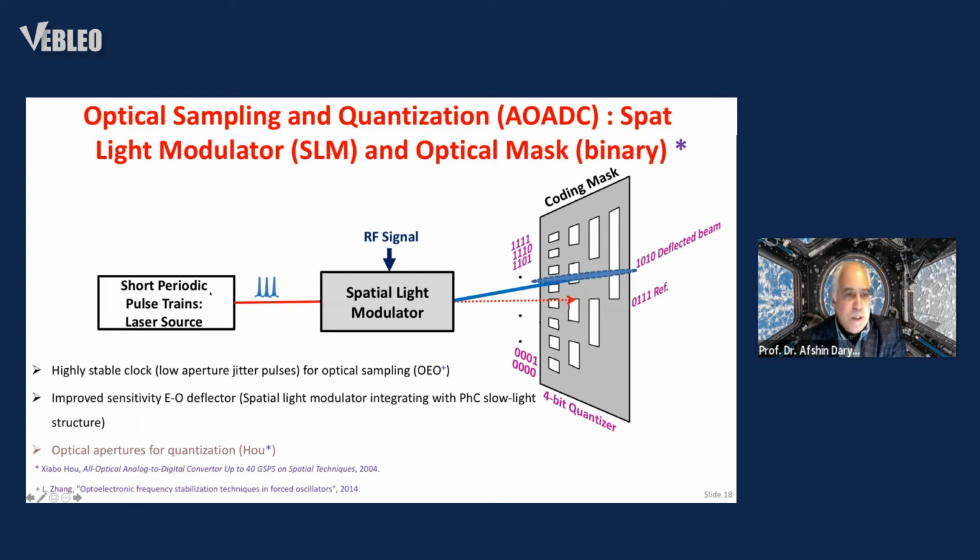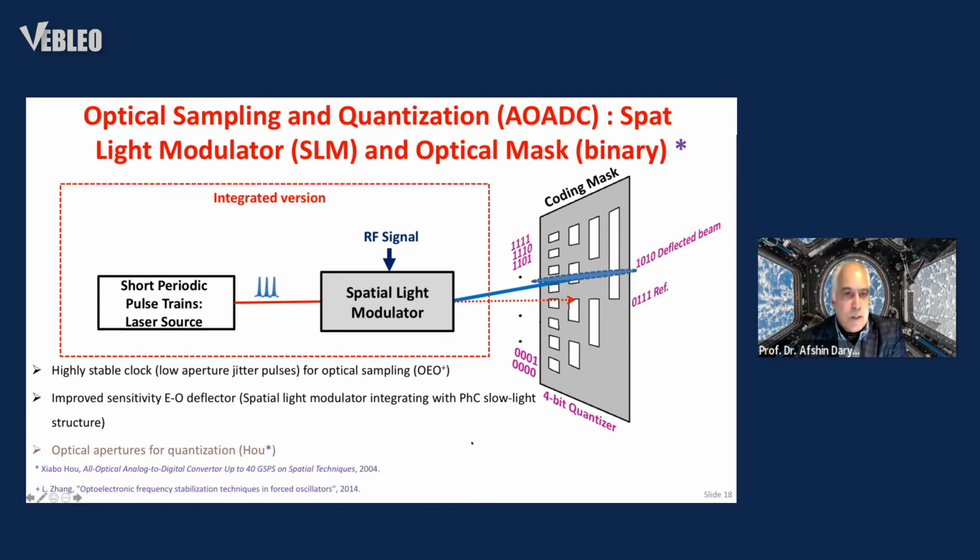The approach that we are using is very short optical pulses using clocks that are highly stable. The RF signal is being provided to the spatial light modulator, and then the deflected beam is impinging on the coding mask, where behind the coding mask we have very high speed photodiodes constructed. And since the optical energy is going to be the same, we are going to have a high signal to noise ratio, which is advantageous over the other structures.